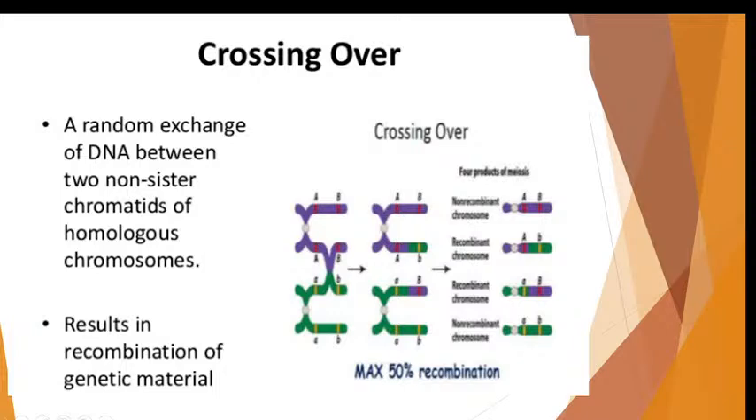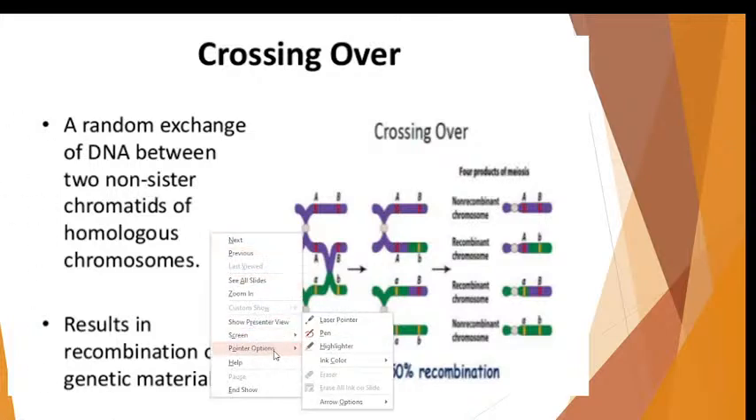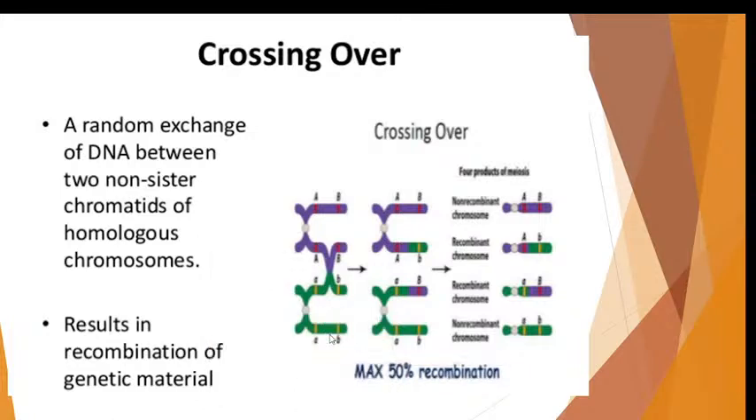Crossing over is the exchange of the DNA or the genetic material between the non-sister chromatids, the random exchange of DNA between the non-sister chromatids. These two are the sister chromatids. This same purple colored one are the sister chromatids. These two are the non-sister chromatids. So the exchange of DNA between the two non-sister chromatids of homologous chromosomes is called crossing over.